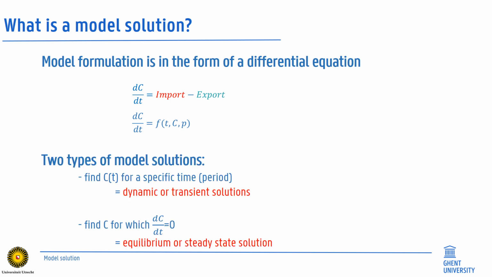We may be interested in two types of model solutions. First, we might want to find how c changes over a specific time. We refer to these solutions as a dynamic or transient solution. Or we want to find a solution at which changes are zero. Hence, where the system is in equilibrium, we refer to such a solution as a steady-state solution or an equilibrium solution.